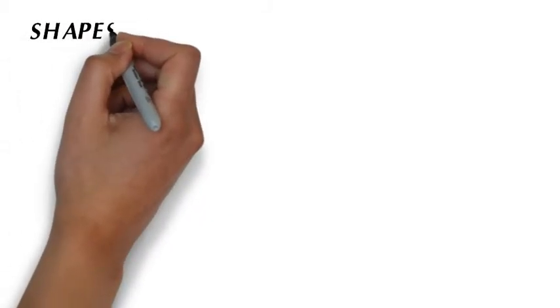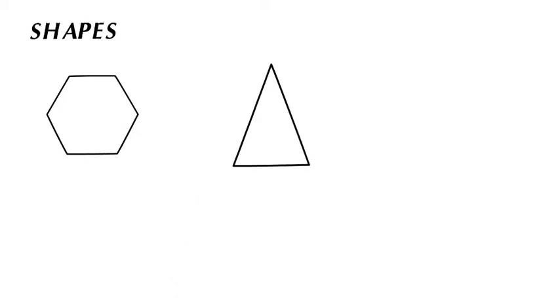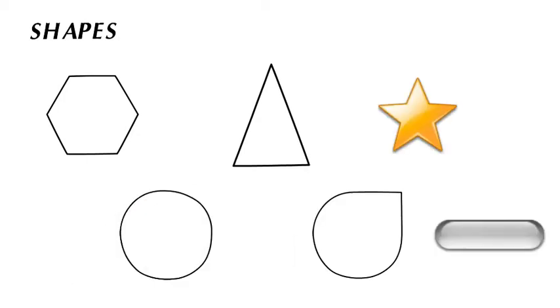Looking at shapes, they are used in different formats. Shapes could come in different height and width. We have polygons, we have triangles, we have circles, and we have different types of shapes that you could use to communicate a particular information you're trying to bring out.